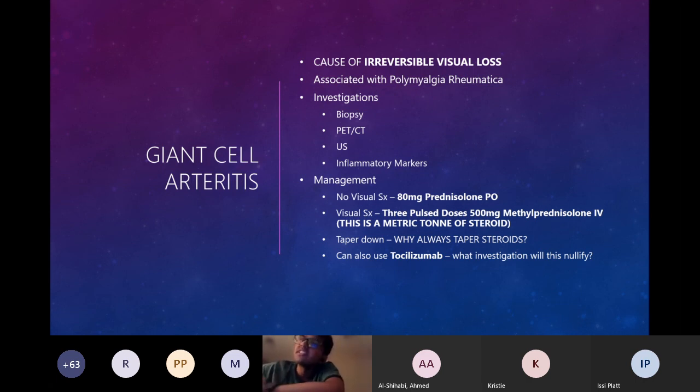And you always taper down steroids when you give them to people. Like, you do not suddenly stop steroids. What is the dosage again? It's on the slide. So it's once a day, sorry.